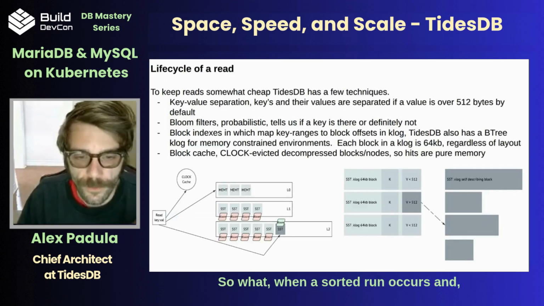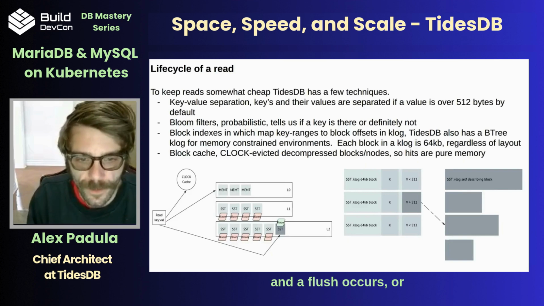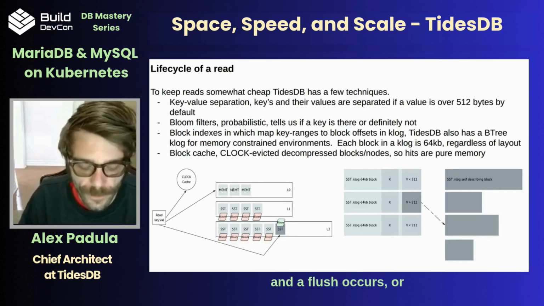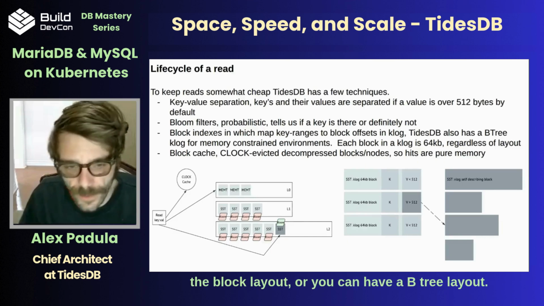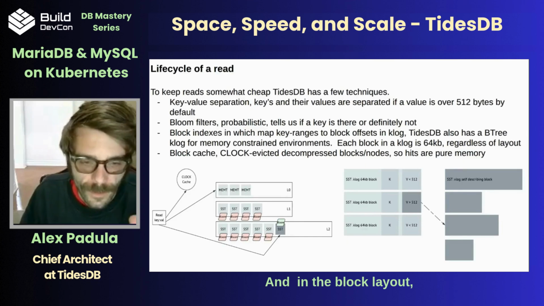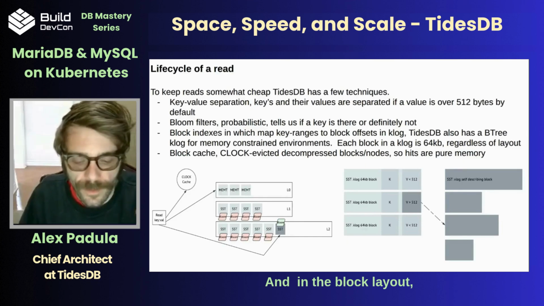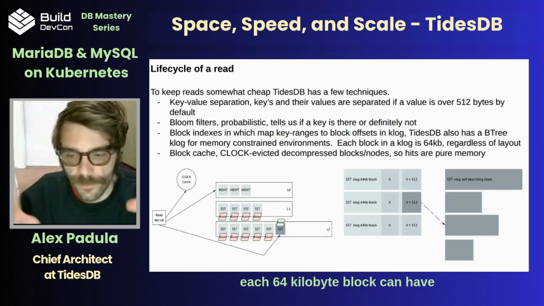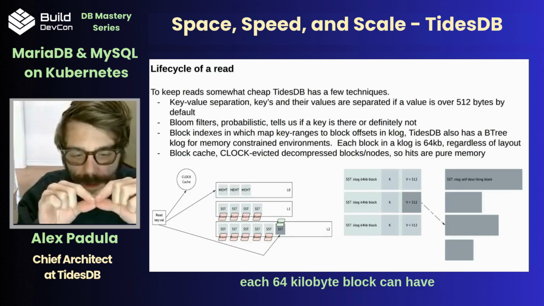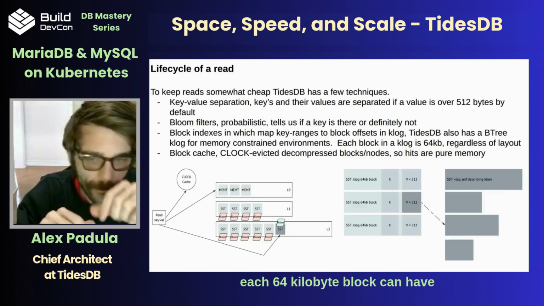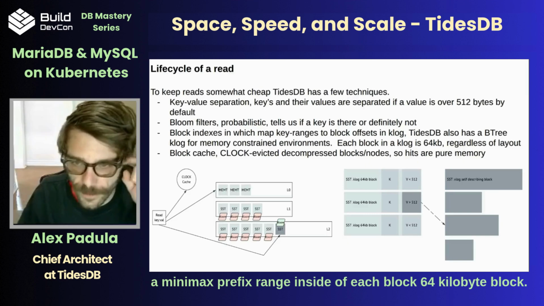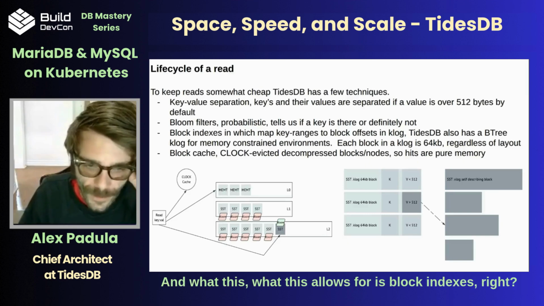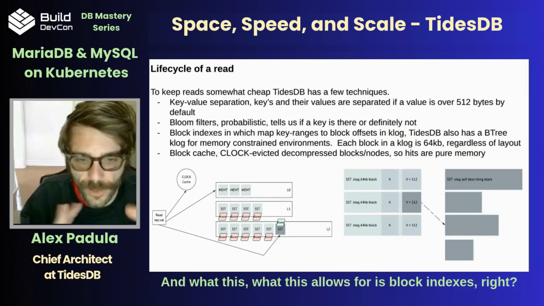So when a sorted run occurs and a flush occurs, the system in a thread is going to either write the block layout, or you can have a B tree layout, and in the block layout, each 64 kilobyte block can have a min and max prefix range inside of each 64 kilobyte block. And what this allows for is block indexes, right?